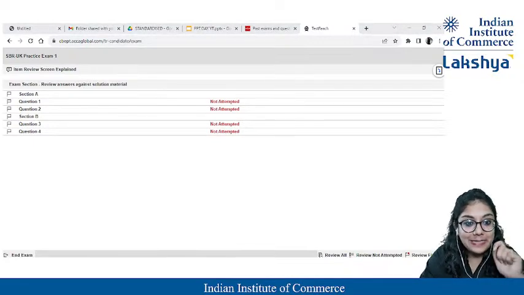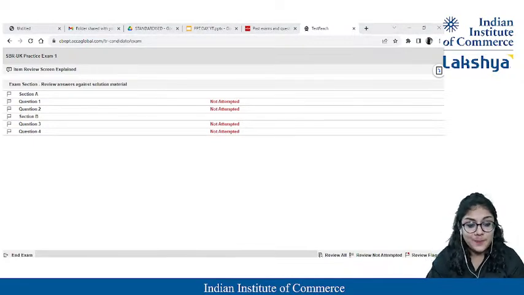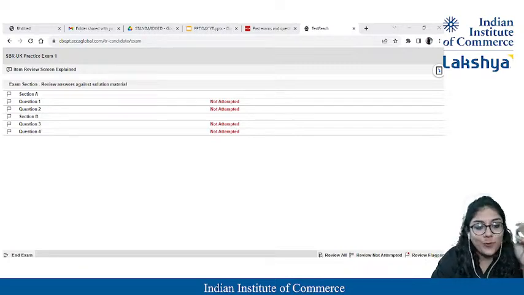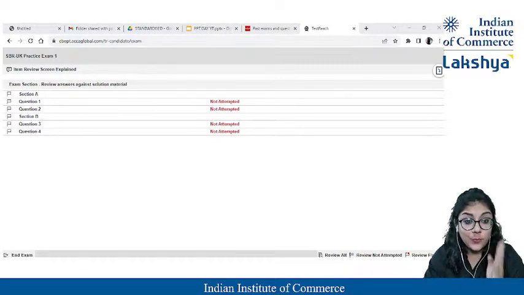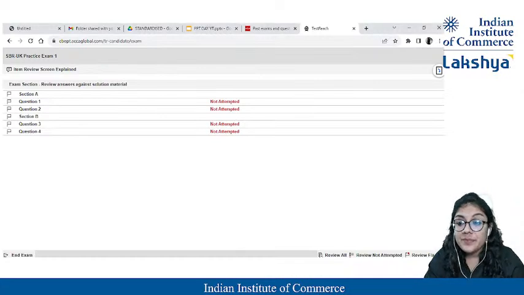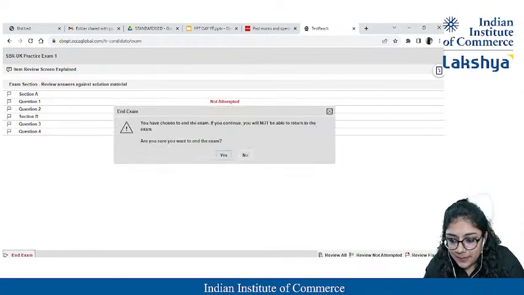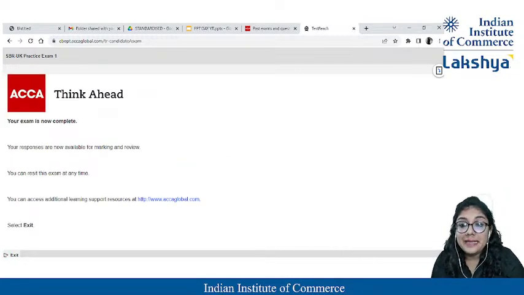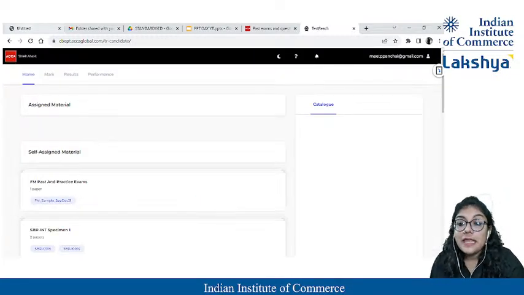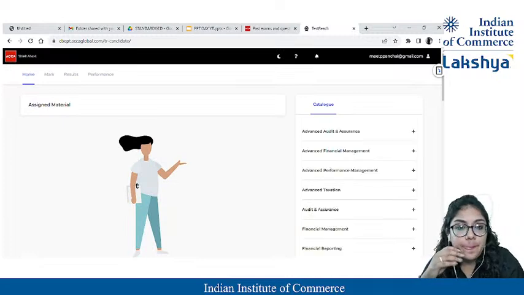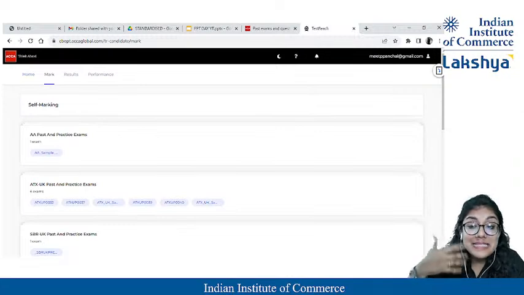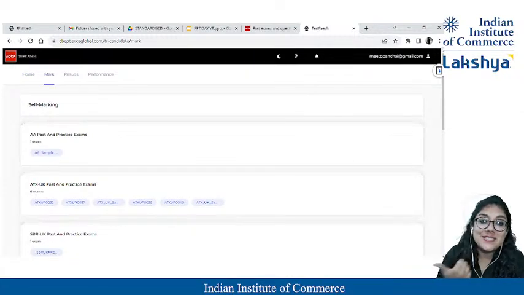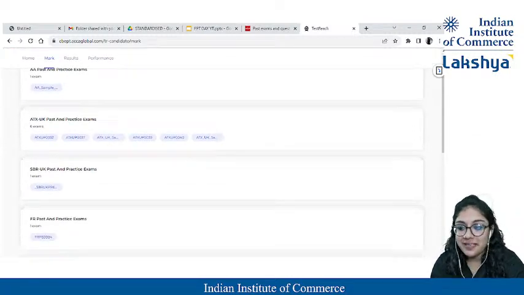Then you will get the attempted papers, and you'll be getting the answers. And if you want to check yourself whether you have attempted the questions in the right way or wrong, end the examination here. Yes, end the exam, and then I exit and show here: mark. What is mark? If I go to the mark, I can check whatever answers I have written along with the specimen answers which they have provided.